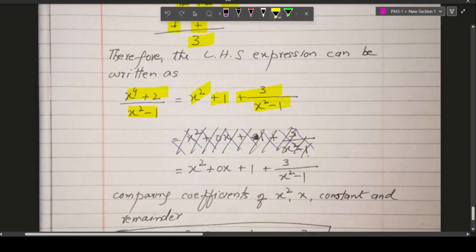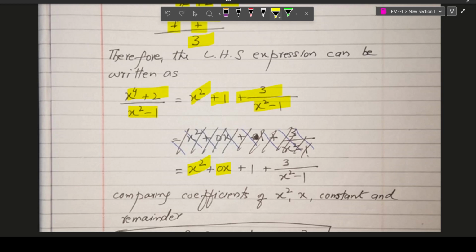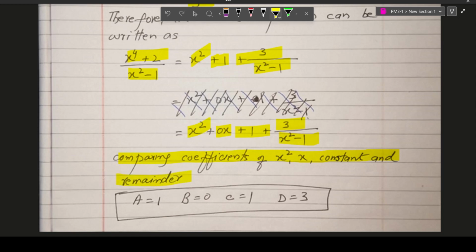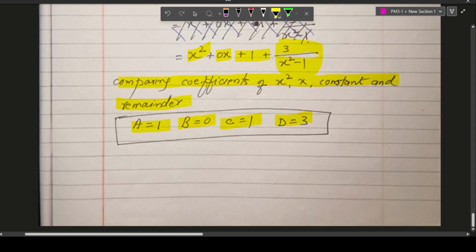And rewrite it so that we can get the values of b, c, d, all of them. So x square plus 0x, we can write it just for the sake of showing here. We are writing 0x plus 1 plus 3 by x square minus 1. Now comparing the coefficients of x square, x, constant and the remainder, the coefficient of x square is 1, that's why a is 1. Coefficient of x is 0, that's why b is 0. Constant is 1, that's why c is 1. And the numerator of the last fraction is 3, that's why d is 3. So that's our answer. Thank you.